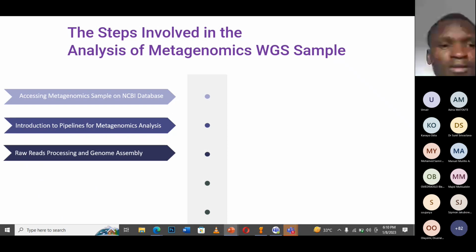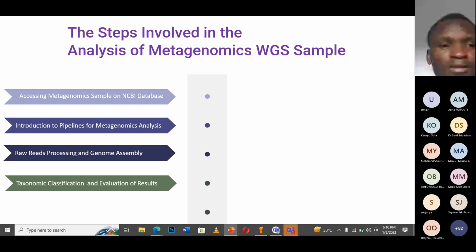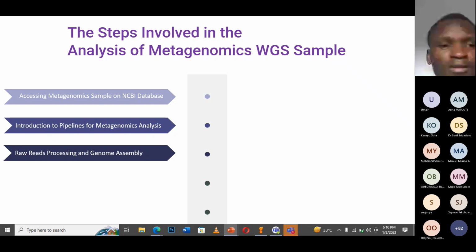Then we have raw read processing and genome assembly. Then we have taxonomic classification and evaluation of results. Let me start again: raw read processing and genome assembly.